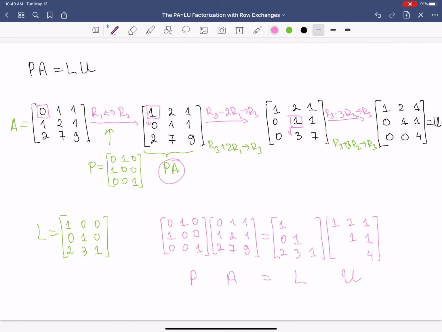So this is just to complete our understanding of the LU factorization of a matrix: sometimes we may need to exchange rows in advance, and then we can carry out this LU decomposition.